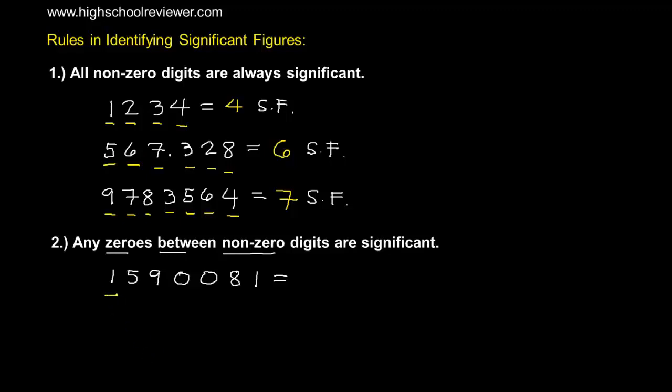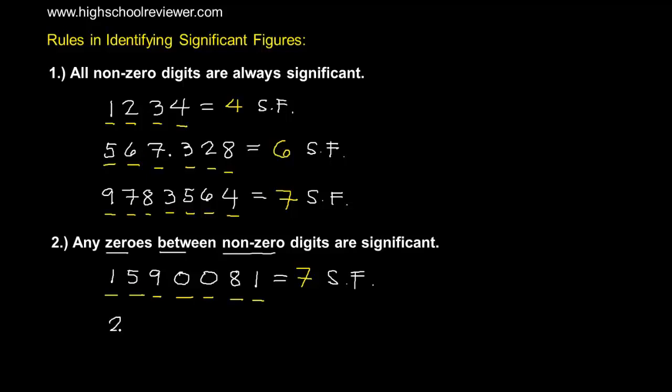So let's now count the number of significant figures. We have 1, 2, 3, 4, 5, and since again the 2 zeros are between the non-zeros, we are going to count them as significant. And then we have here 6 and 7. We have here 7 significant figures.